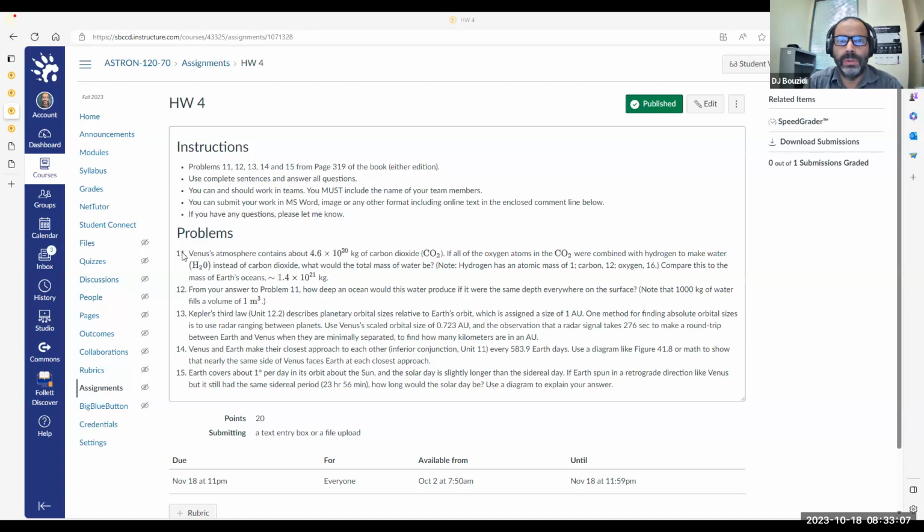It's all related to Venus, namely units 39, 40, and 41. So hopefully you have access to the book by now. And these are the assignments.